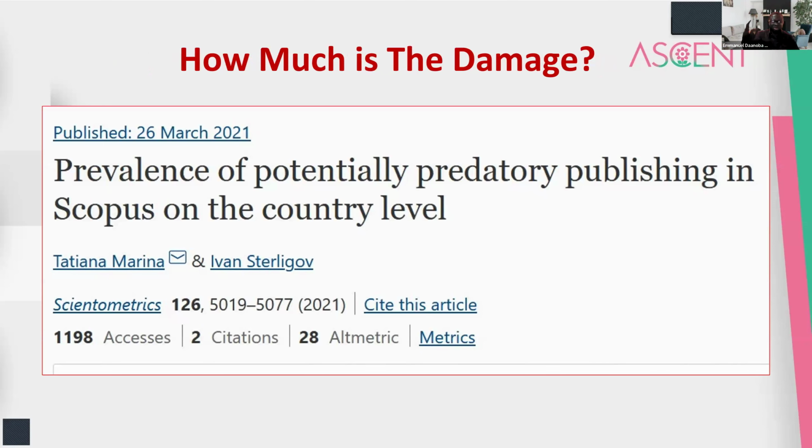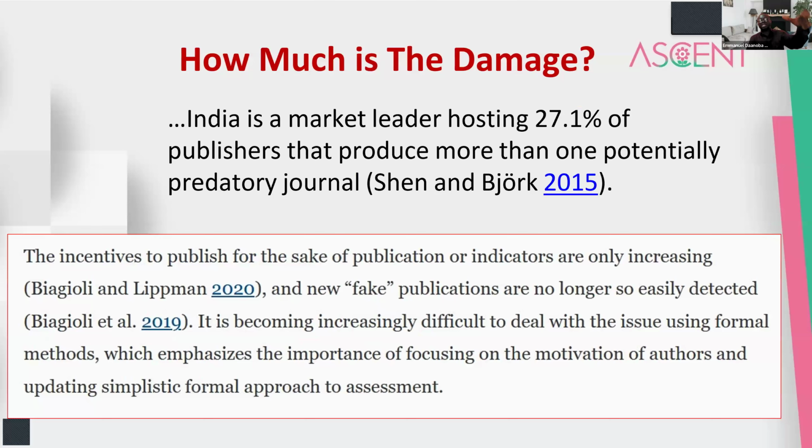These are some of the papers also. Prevalence of potentially predatory publishing in Scopus on the country level. Now, how much is the damage? Unfortunately, because of the population in India, it is a market leader hosting about 27.1% of publishers that produce more than one potentially predatory journal. This is a research carried out by Shen and Borch in 2015. You know, India has the largest population in the world now. It's like Nigeria that also has the largest population in Africa. So in terms of predatory journals predominance in Africa, it's Nigeria.